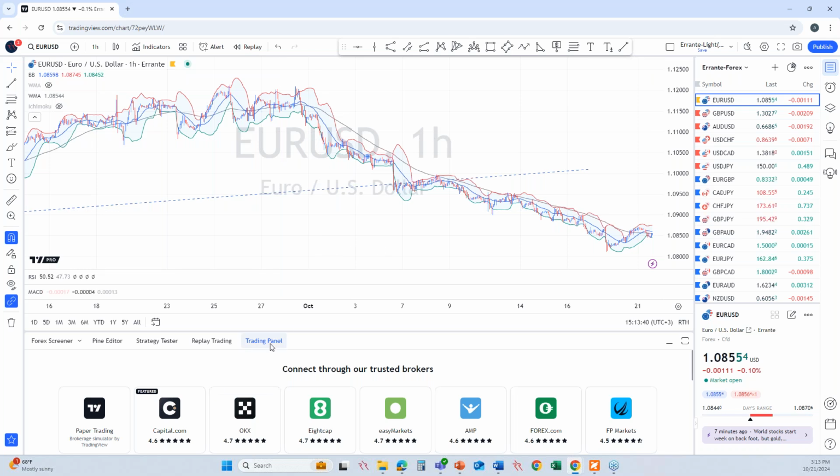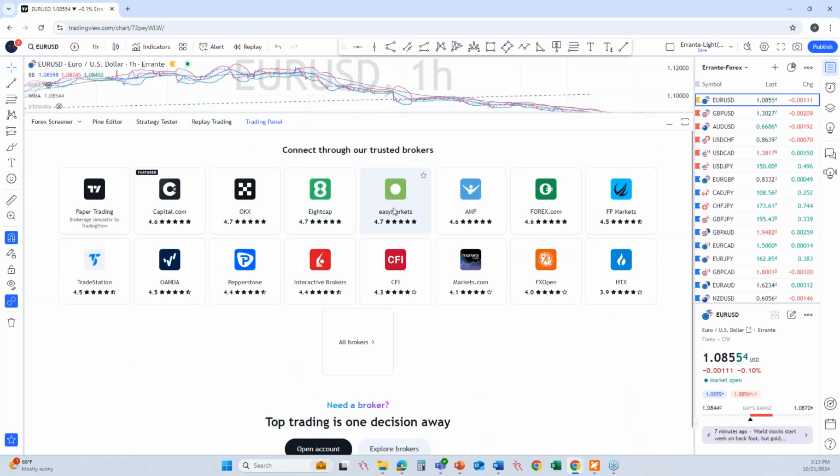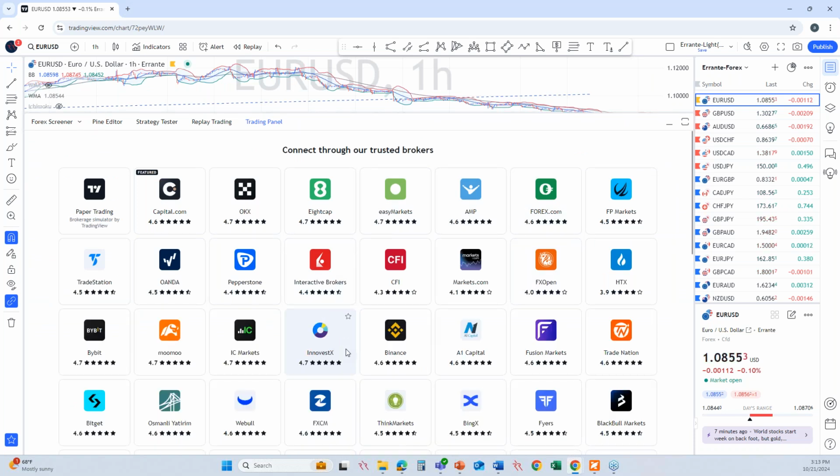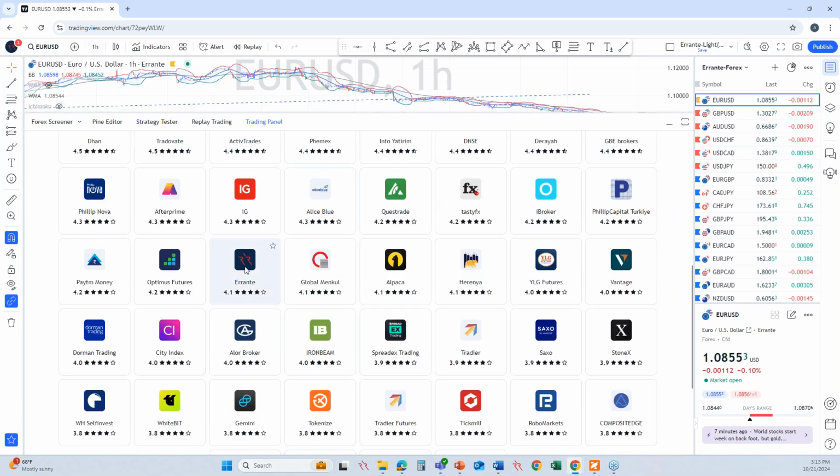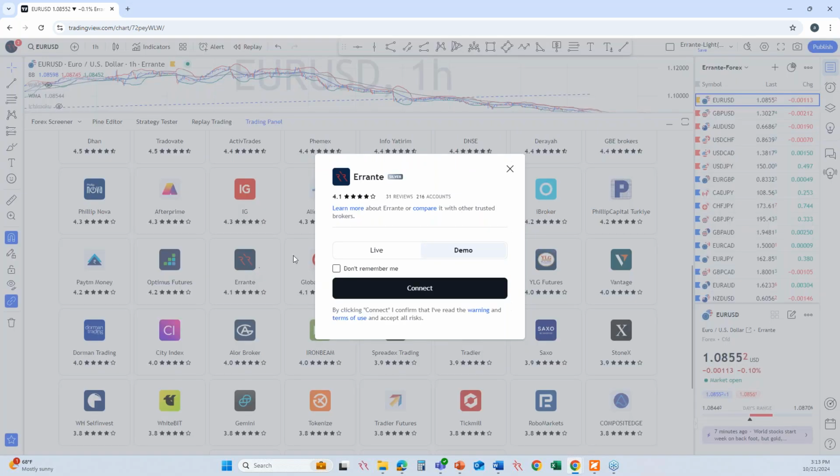And then through this panel down the chart, you see the trading panel, and here you can find the broker. If you can't see it here, it doesn't matter, just click here and you will be able to find Errante. Depending on the type of account you have, first note that Errante's TradingView platform is connected to cTrader, so you can connect it to any cTrader account you have at Errante. Here it can be live or demo.